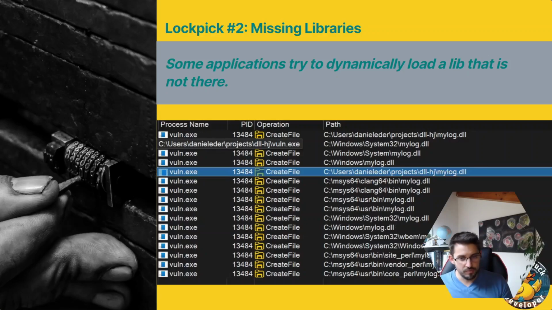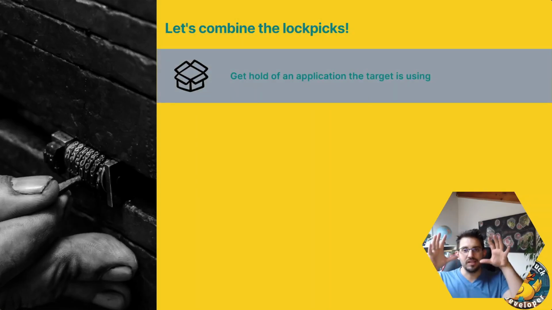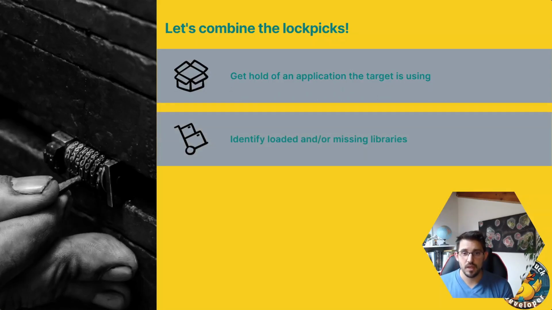So let's draw that a bit together. How does the DLL hijacking attack usually work? Let's combine the pieces together. So step one, if we want to run this attack, is we have to get hold of an application that we know the target may be using. Once we have that, we have to do a bit of analysis of the application, like identify where it tries to load libraries from, maybe if there are any missing libraries, anything that makes it easier for us.